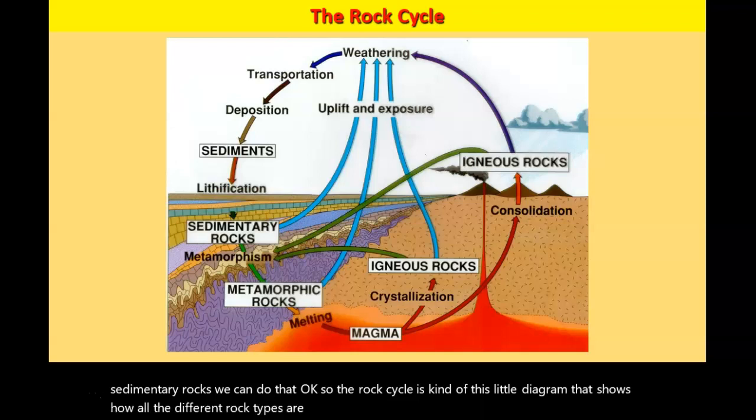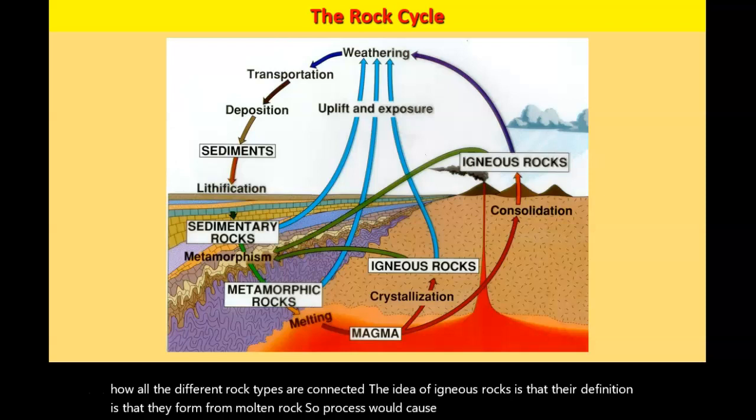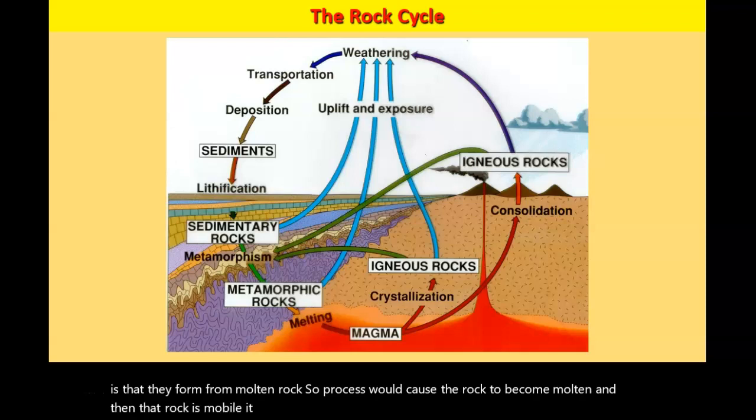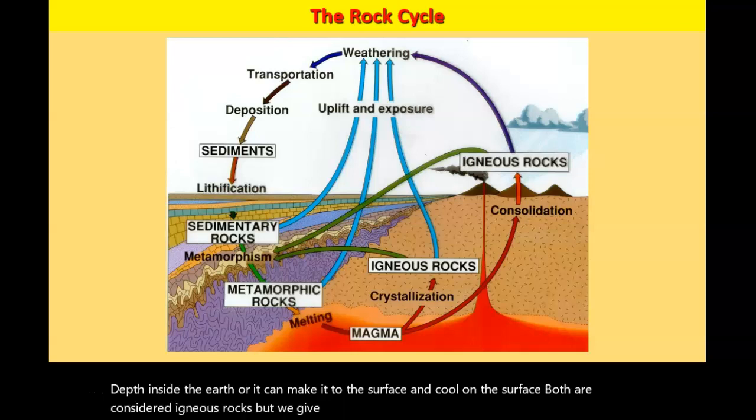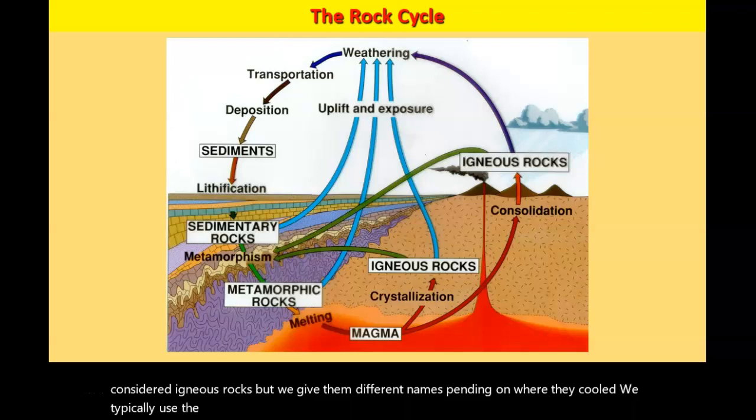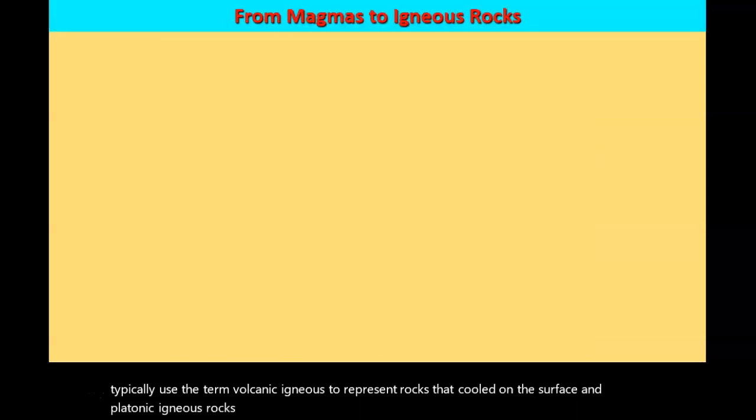The definition of igneous rocks is that they form from molten rock. So a process would cause the rock to become molten, and then that rock is mobile, it can move, and so it can cool at depth inside the earth, or it can make it to the surface and cool on the surface. Both are considered igneous rocks, but we give them different names depending on where they cooled. We typically use the term volcanic igneous to represent rocks that cooled on the surface, and plutonic igneous rocks are rocks that cooled inside the earth.